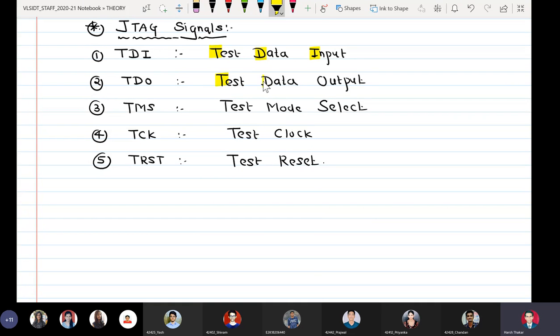TDI, TDO, test mode select, test clock, and test reset. Okay. So this is an optional signal. You may or may not find it.